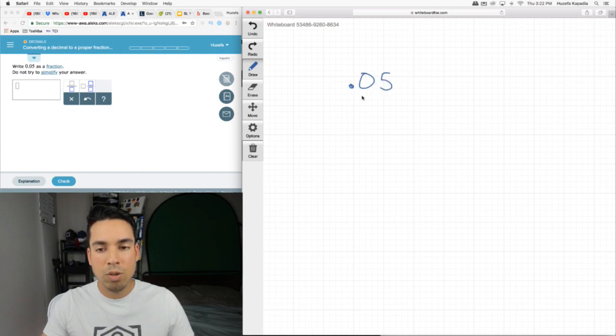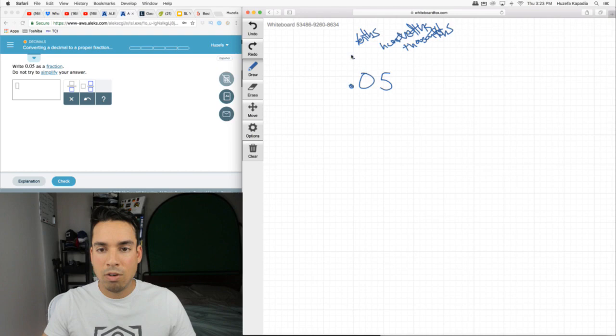0.05. All we got to do is look at place value, and then this becomes super simple. So this first spot is our 10th spot. This next spot is our 100th spot. This next spot is our 1000th spot.